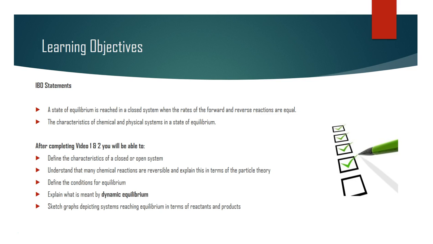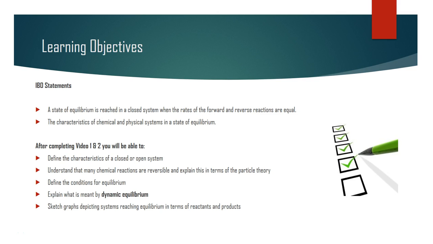The IB statements for this are basically that you have to understand that equilibrium is reached in a closed system when rates of the forward and reverse reactions are equal, and you have to be able to define and describe the characteristics of chemical and physical systems in equilibrium. These are the ones that we're going to look at the moment.